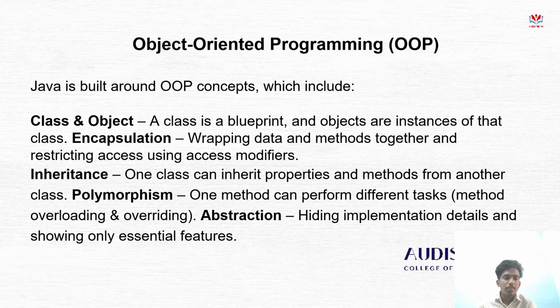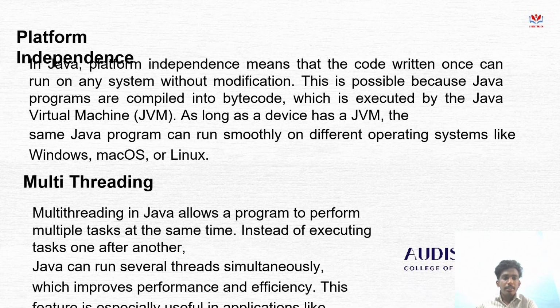It is easy to learn the concepts of Java. Classes and objects are the main thing, with encapsulation, wrapping data together and restricting it using access modifiers, and inheritance, polymorphism, and abstraction. These are the main concepts of Java used to develop a wide range of applications and systems. Java is platform independent, which means code written once runs anywhere. The program is compiled to bytecode and executed by the Java Virtual Machine, JVM.